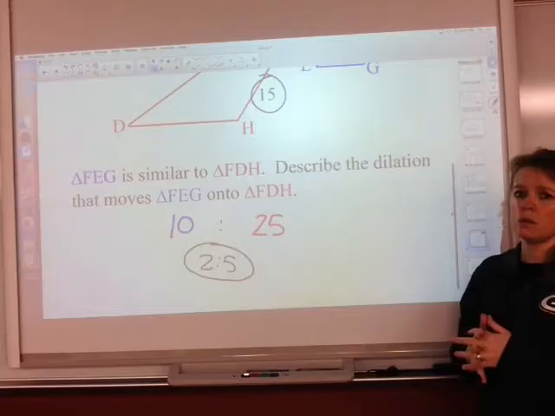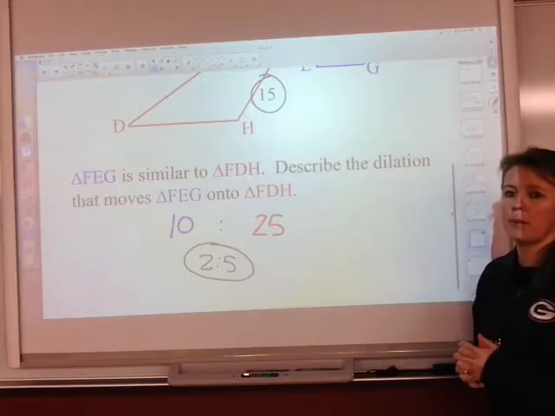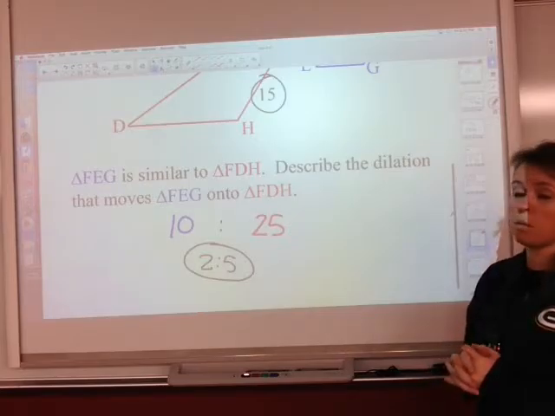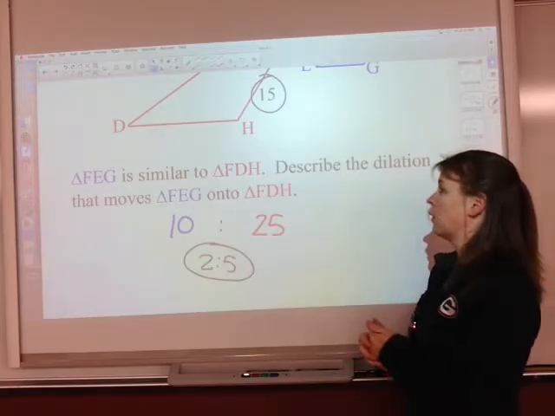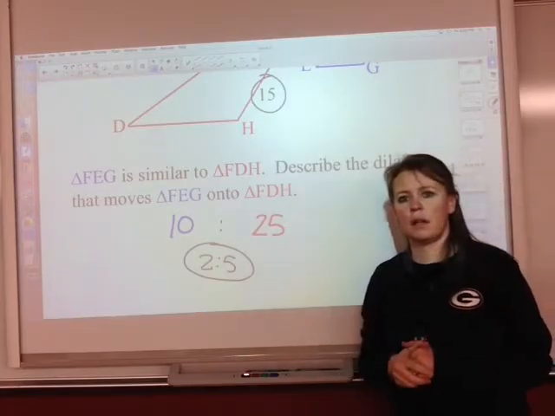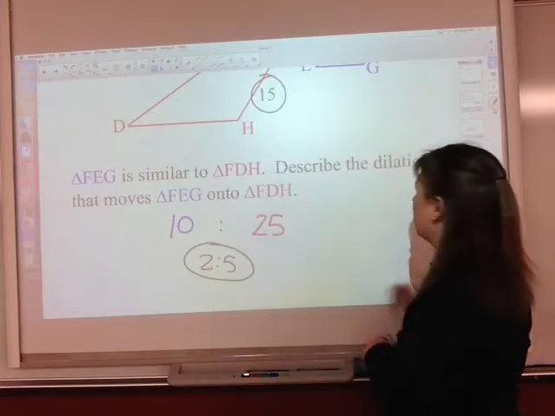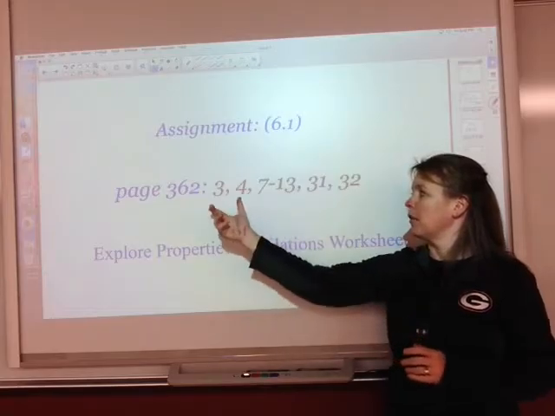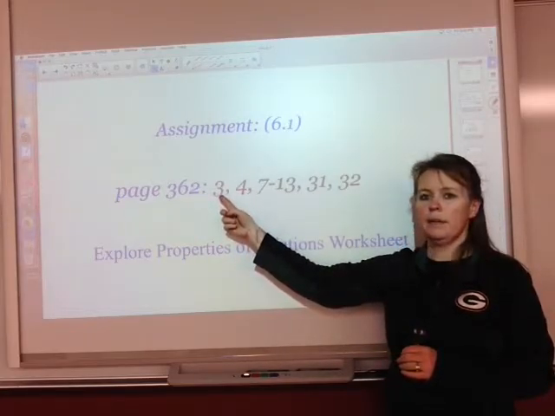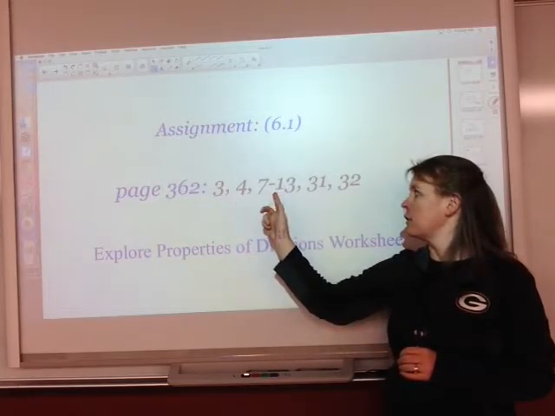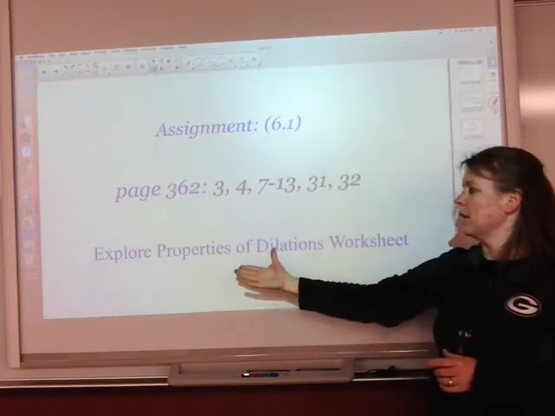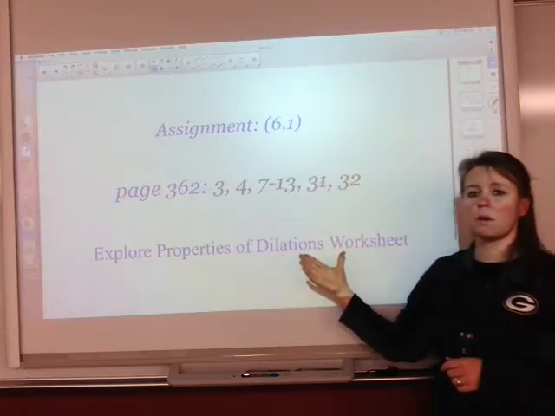All right, use these notes. Ask any of your peers or anybody else to help if you're confused on any of it. Rewind it, watch it again, go through your book. I took most of this, or a lot of this, from your book, section 6.1, and get started on your assignment. 6.1, page 362, you have to do 3 and 4, 7 through 13, all 7 of those, 31 and 32. I have on here Explore Properties of Dilations worksheet.